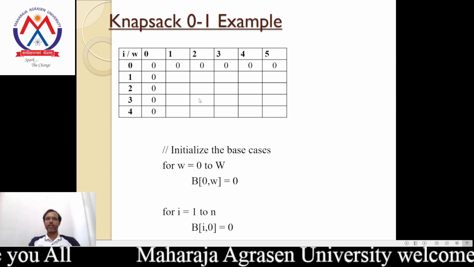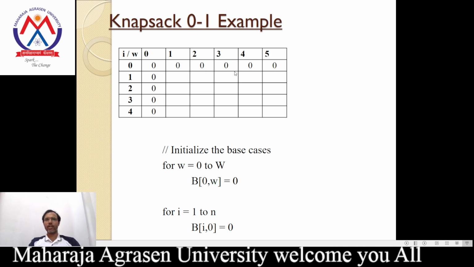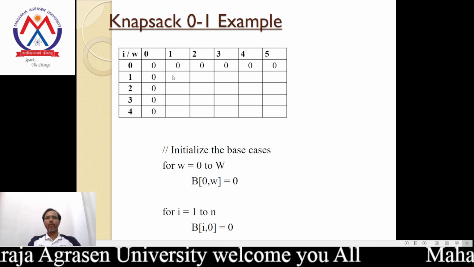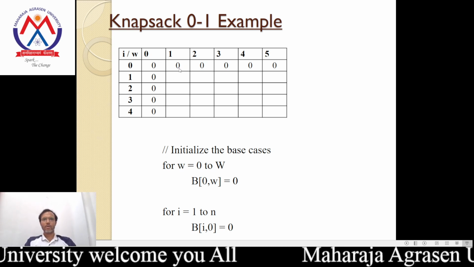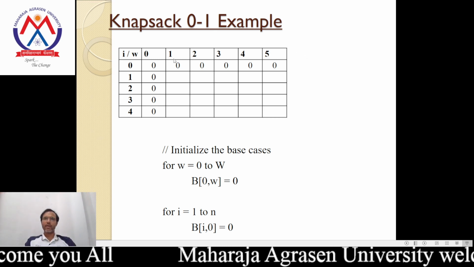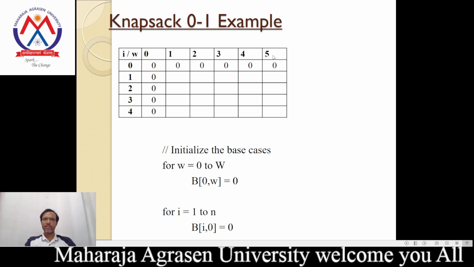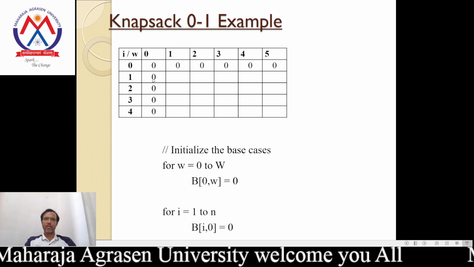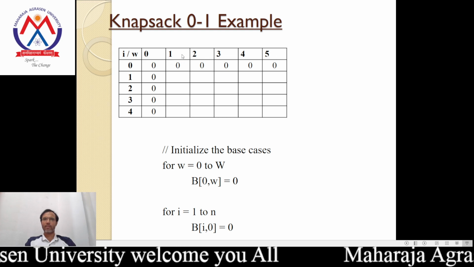Okay, so now we initialize the cases. We make the cells according to the maximum weight we have. As I know, the knapsack maximum weight is 5. That's why we make the cells first, second, third, fourth, fifth, and sixth. 0 is the blank cell. That's why we have divided the cells in the case of 5 weights.